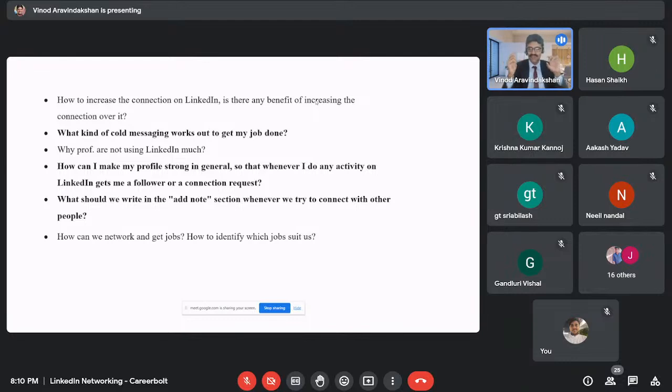Try to get a referral from someone working within the company. So do the LinkedIn outreach, connect with someone, ask for a referral. That's the only way you will find jobs and internships. How to identify which jobs suit you? Again, look at the job description on the careers page, look at the skills, and ask yourself, do you have those skills? That's how you identify whether the job meets your expectations.